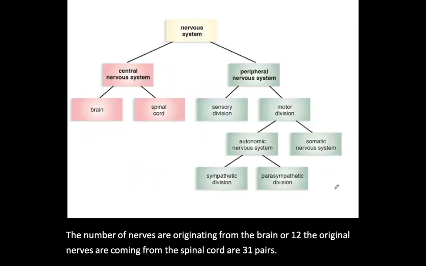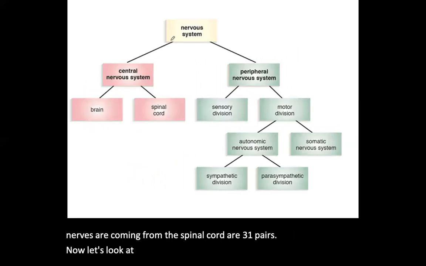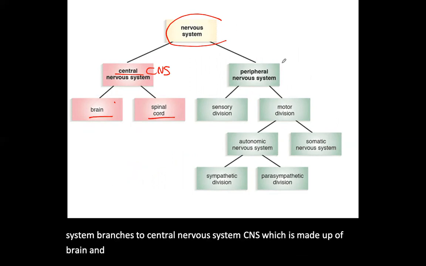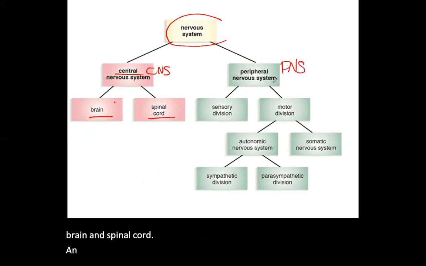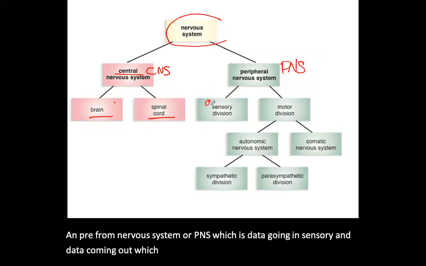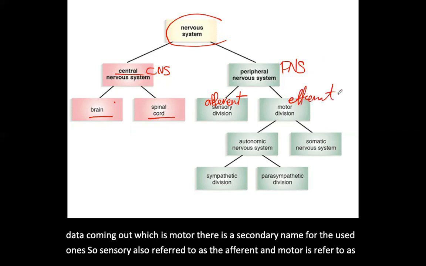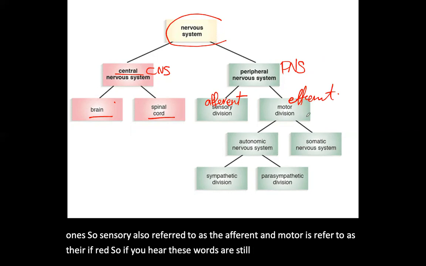Now let's look at the branching of the nervous system. Again, the nervous system branches into the central nervous system, CNS, which is made up of the brain and spinal cord, and the peripheral nervous system, or PNS, which is data going in, sensory, and data coming out, which is motor. There is a secondary name for these ones. Sensory is also referred to as the afferent, and motor is referred to as the efferent. So if you hear these words, it's still implying the same thing.